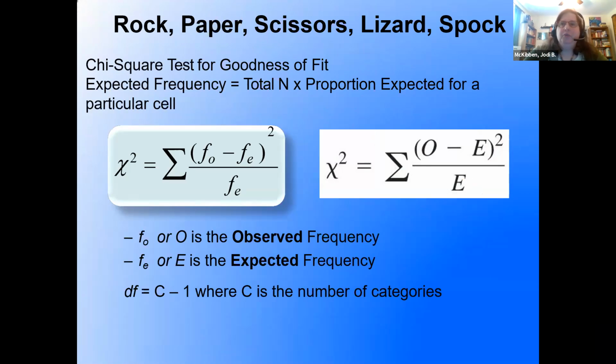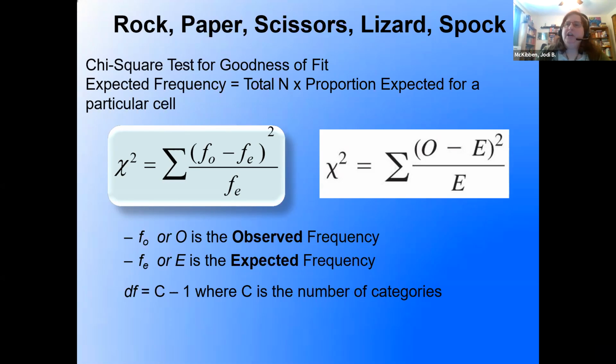Okay, so we already talked about the expected frequency, right? Total n times the proportion expected for a particular cell, and that's what we already calculated. We have 60 wins expected, 60 losses expected, and 30 ties expected for 150 games. Okay, so how do we go from that to a chi-square?